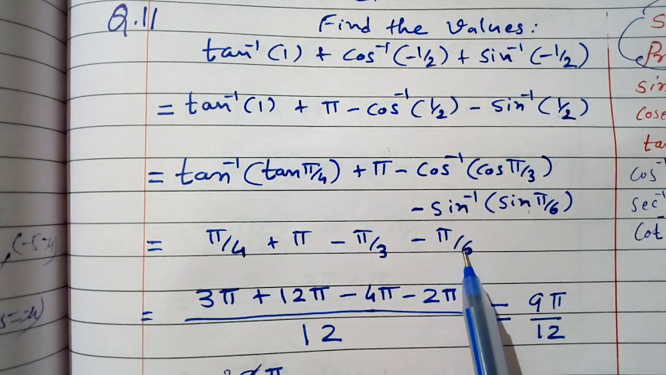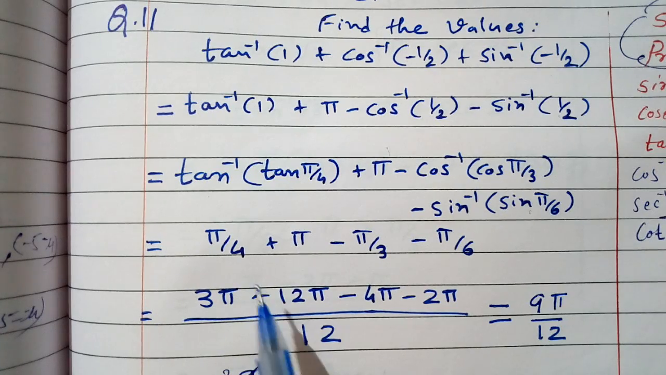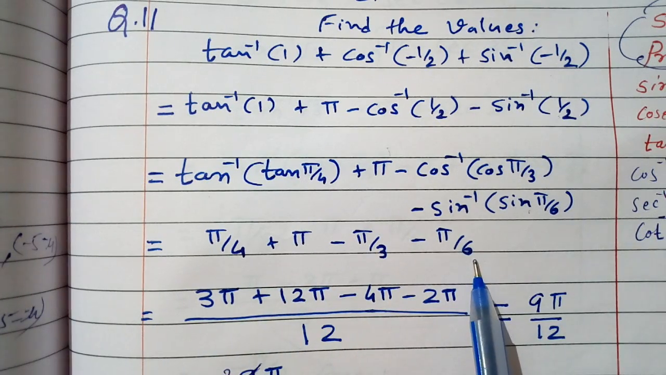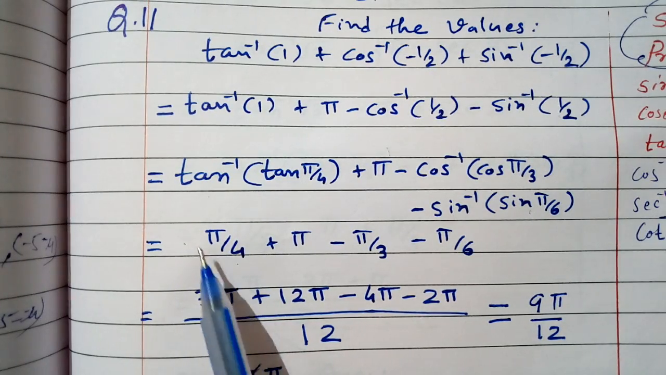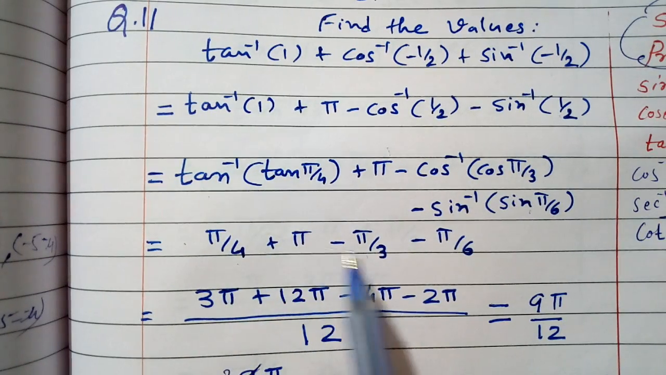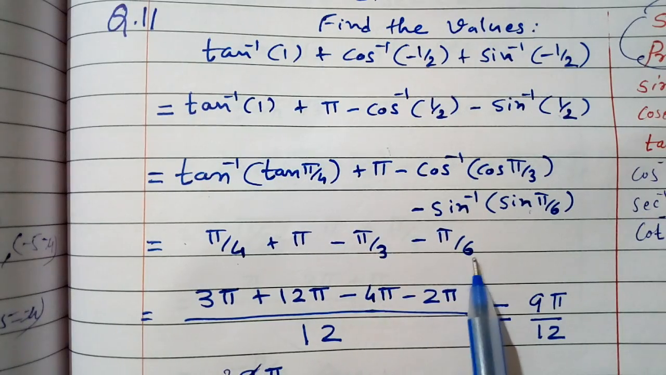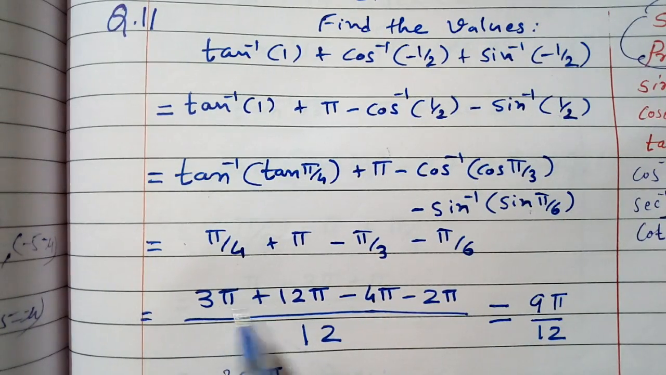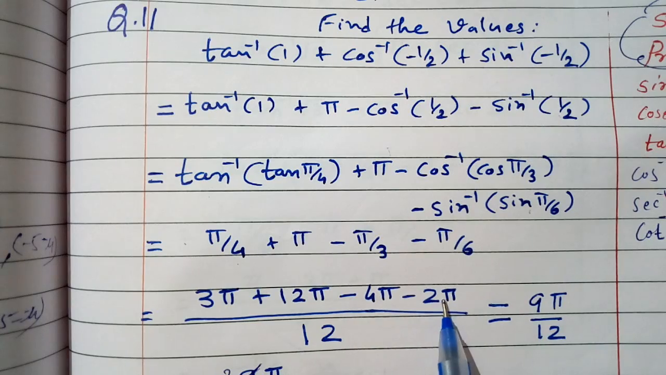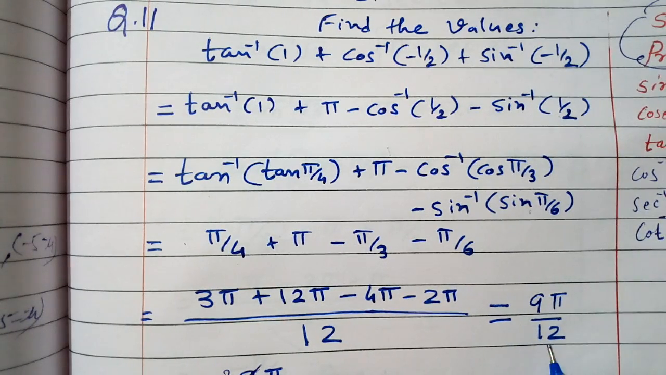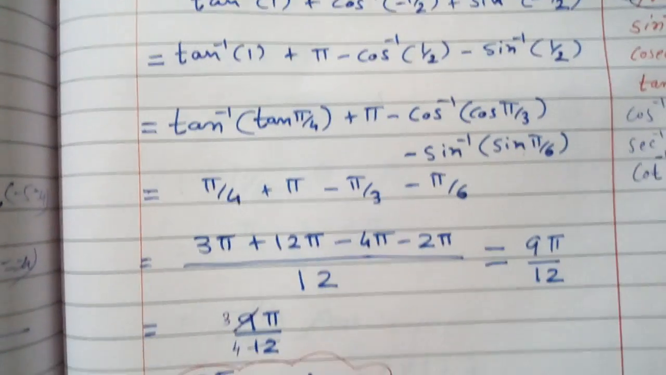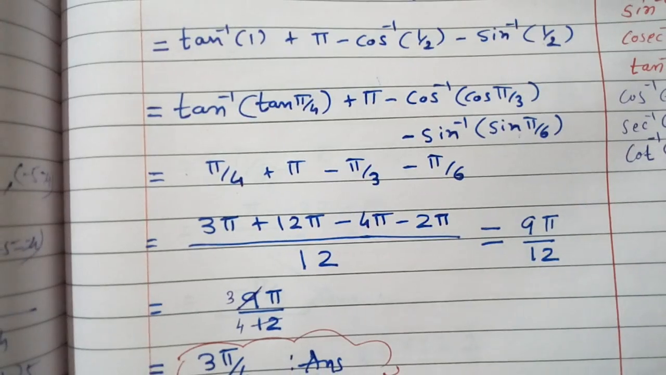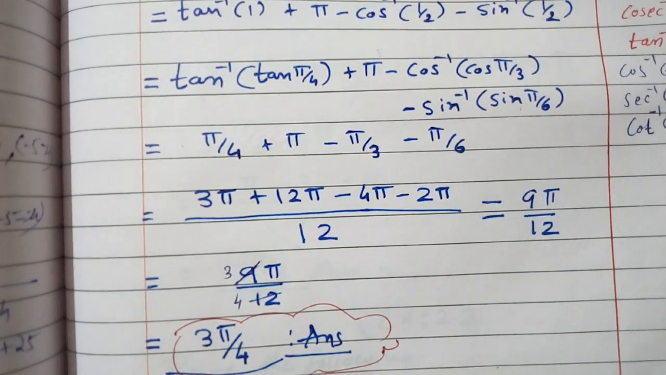Here we are getting the LCM of the denominators 4, 1, 3 and 6. We are getting LCM 12. 12 divided by 4 is 3, 12 divided by 3 is 4, 12 divided by 6 is 2, so we are getting 3 pi plus 12 pi minus 4 pi minus 2 pi upon 12. Simplification, 9 pi upon 12, dividing by 3 we are getting the answer 3 pi upon 4, the last answer.